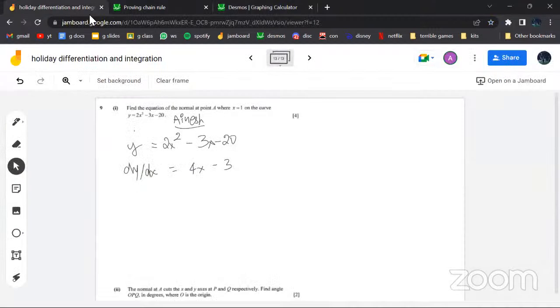You have dy dx equals to 4x minus 3. What is the one job that dy dx can do? Find the gradient of the tangent. At what point? X equals 1. No, at any point you want. Including x equals to 1, including that. So why don't you write in your presentation here, I want to find m at x equals to 1. So how are you going to do that?